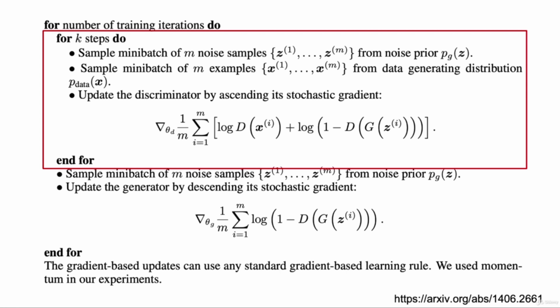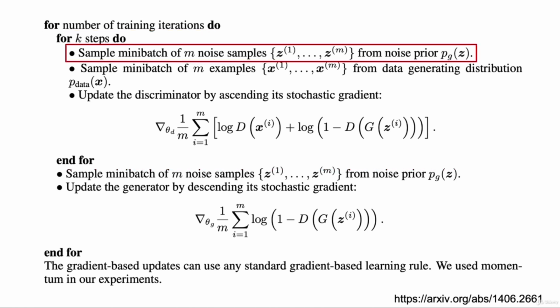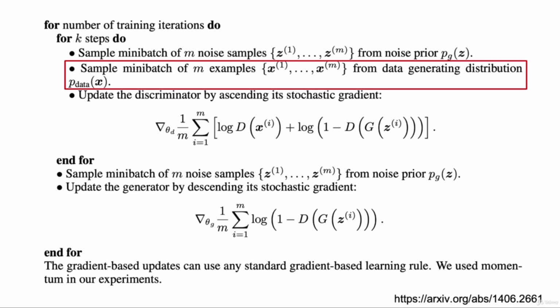So, as I said, for each iteration of training, we update the discriminator k times. In each of these updates, we first sample m noise samples from some prior distribution, which can be uniform distribution, normal distribution, or any other. After that, we take some m random samples from the training set. So if we have a set of training images, we take random m samples.